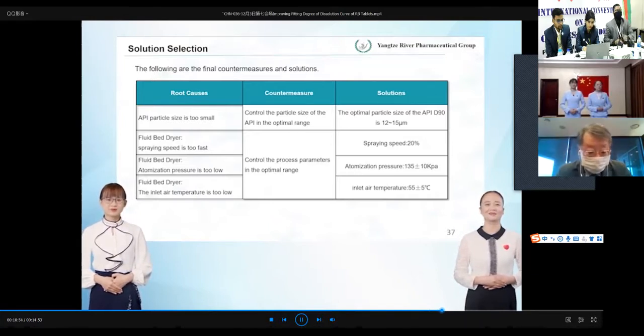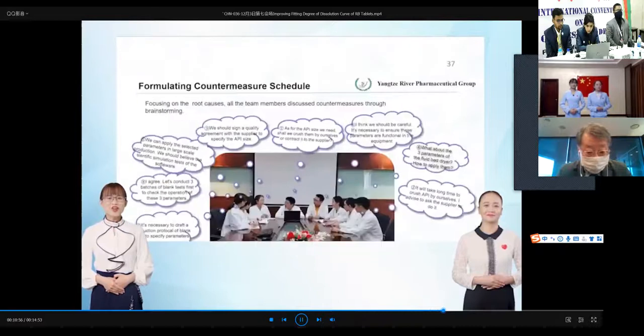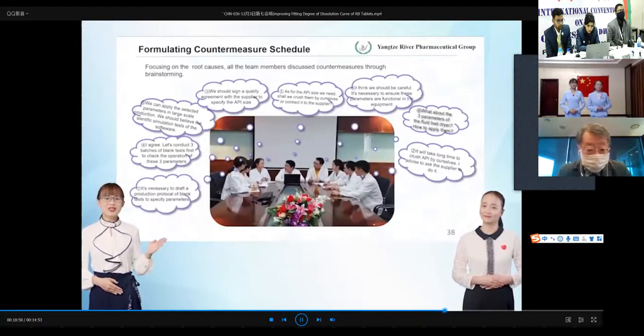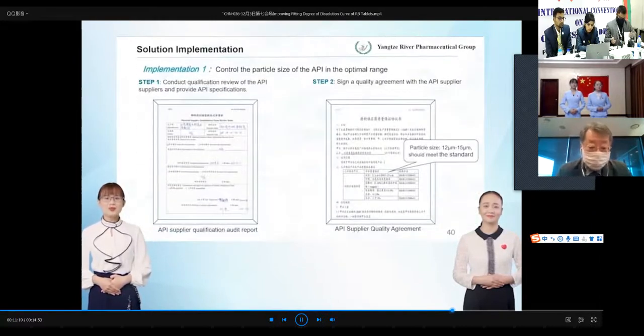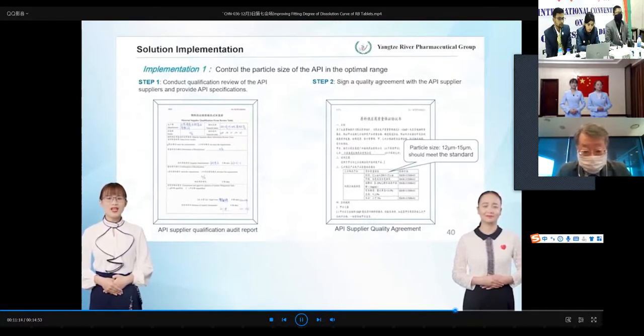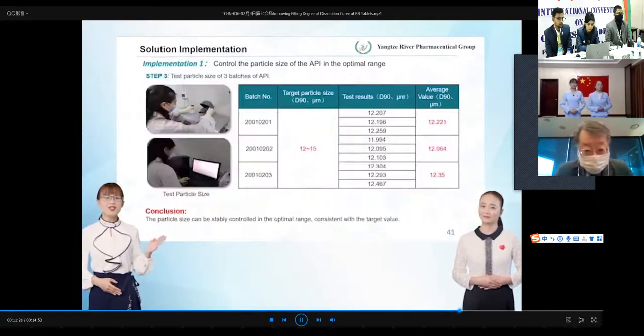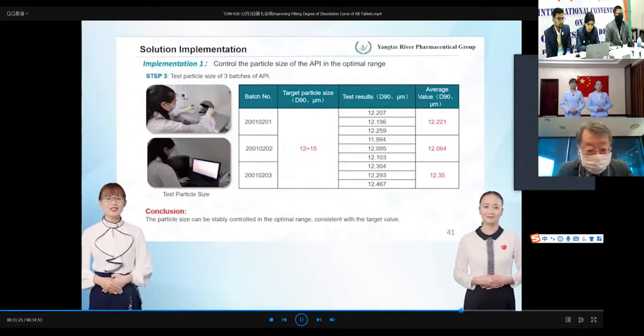That's good news. Next, focusing on the root causes, all the team members discussed countermeasures through brainstorming. We also formulated a countermeasure schedule by 5W1H as per the final solutions. Implementation 1: controlled particle size of the API in the optimal range. We conducted a qualification audit of the API supplier and signed a quality agreement with it. And the testing results of the API provided by this supplier were satisfactory.